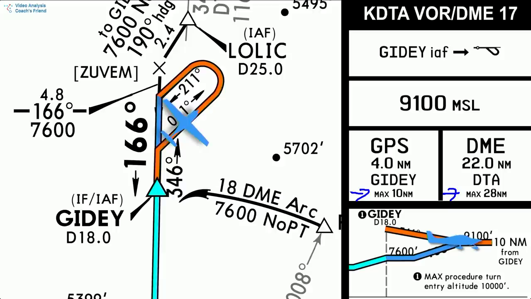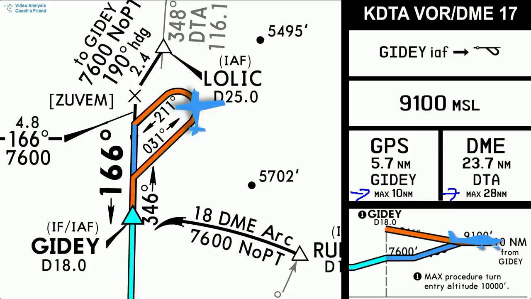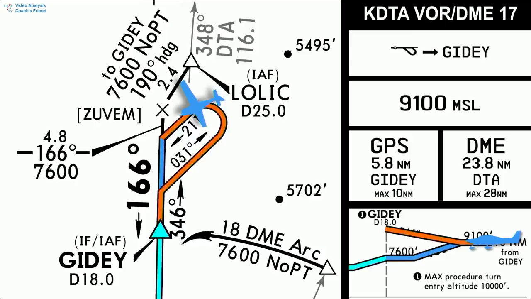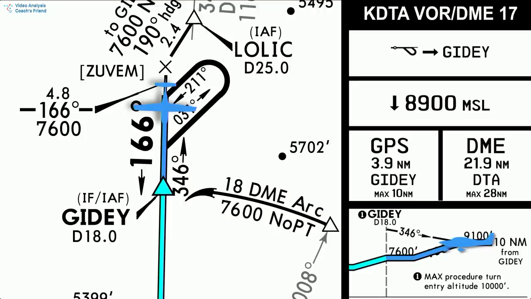Okay, so again, in this case, I started my turn about 3 miles out. I'm going to do a left turn again to give myself some room on final. So I'm turning away from the final approach fix. And you'll notice I'm at 9,100 feet. And that's because if you look, the minimum outbound altitude is 9,100 feet. And I can't start my descent again until I intercept the final approach course. And at that point, now I can start coming down to my 7,600 foot altitude.